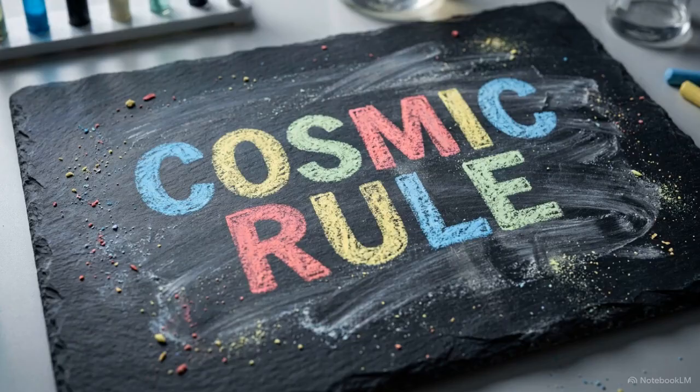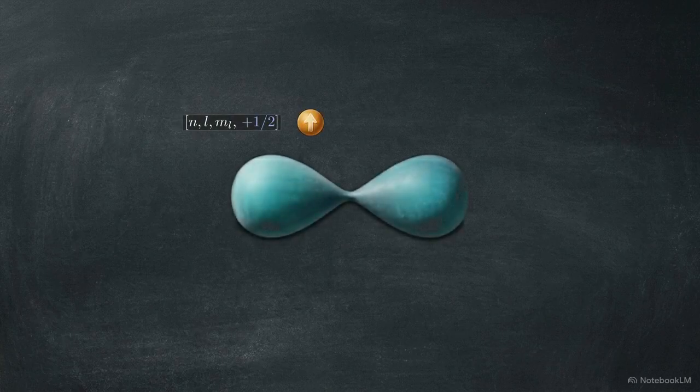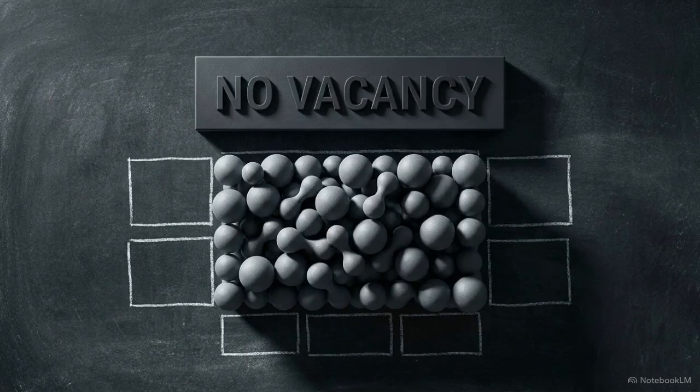This led to a strict cosmic rule. No 2 electrons in an atom can have the exact same 4-part address. If 2 electrons share the same distance, shape, and orientation, they must have opposite spins. They simply cannot exist in the same space if their addresses match. This rule acts like a subatomic bouncer, making it mathematically impossible for 2 electrons to double book the same spot.